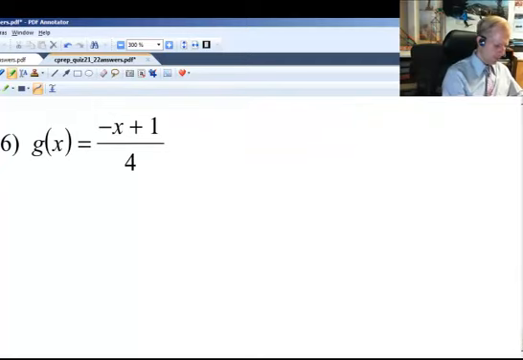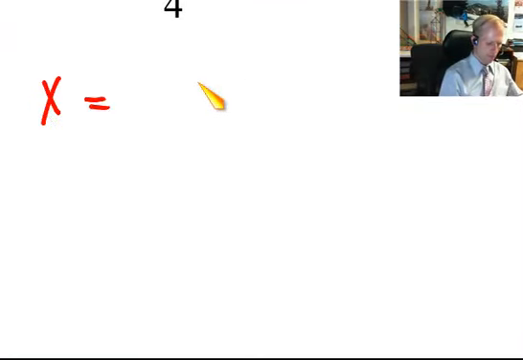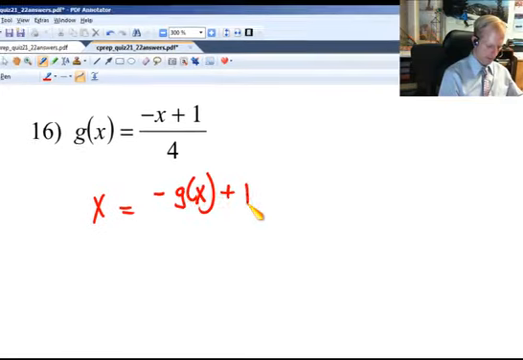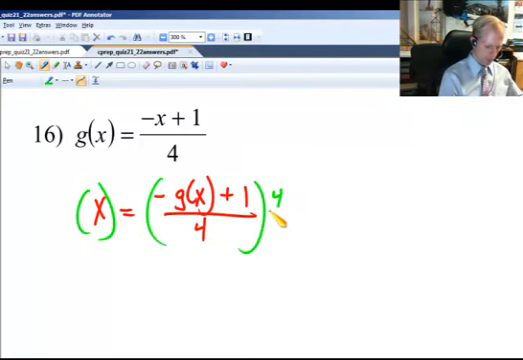All right, 16. So to find the inverse, first step, switch x and g of x. Okay, the next step is solve for g of x. So in this case, I'm going to do that by multiplying both sides by 4.